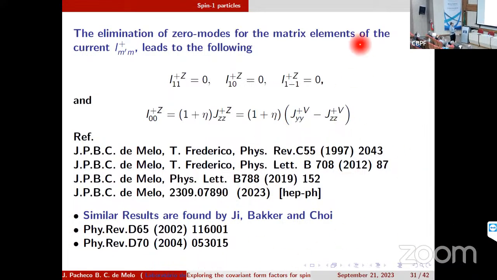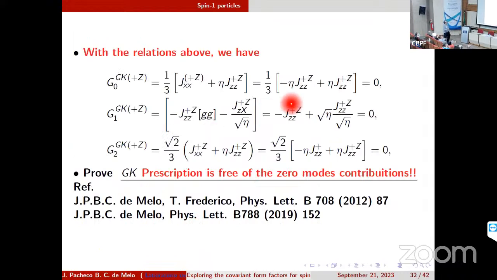There are some papers with similar work by Professor Shang-Ji, Ben Barker, and Choi. It is 2 publications in Physical Review D. Okay, now I prove. I use my relations, plug in the Inna Grach prescription, and obtain 0. It's not a numerical calculation, it's exact. The Inna Grach prescription is free of zero modes. That is proven in Physics Letters B by myself and Tobias Federico.